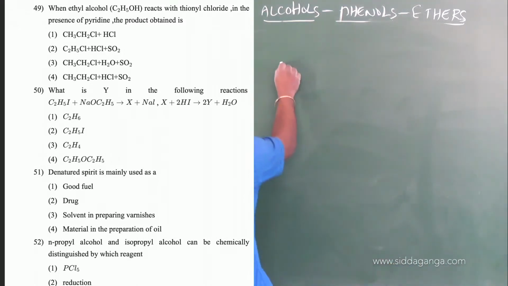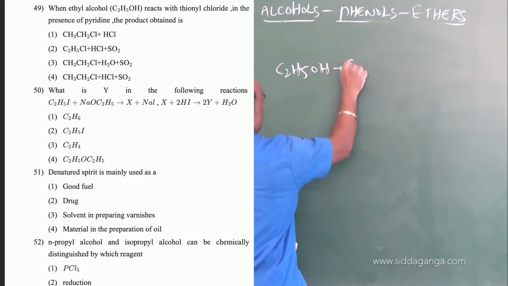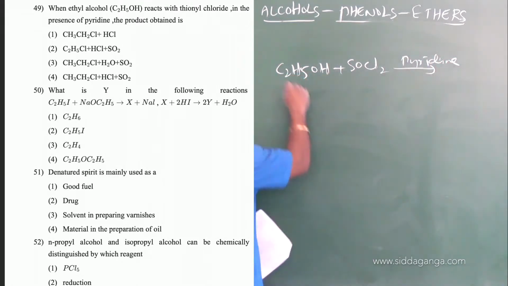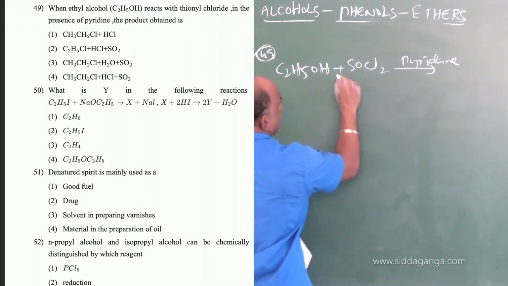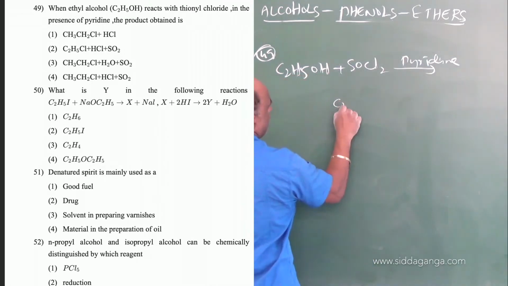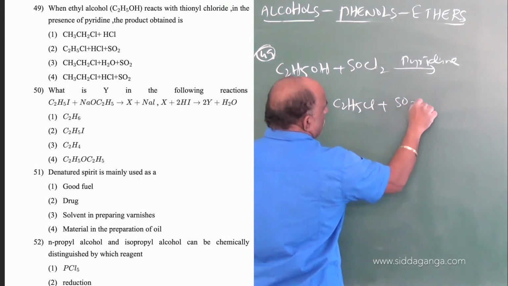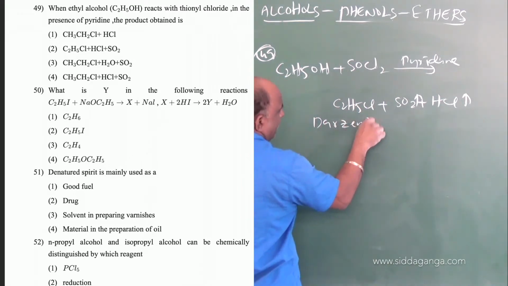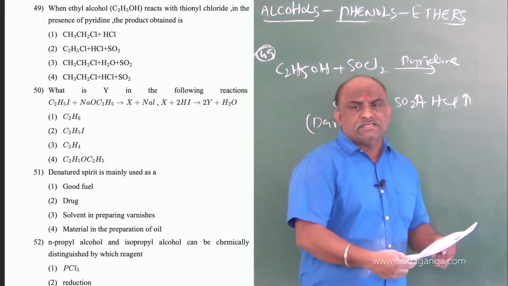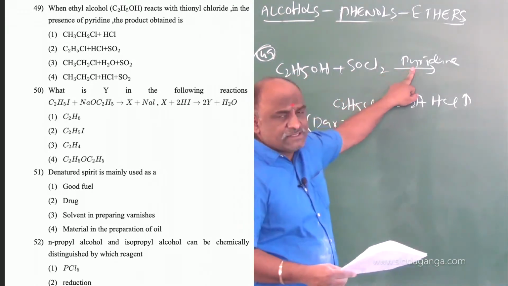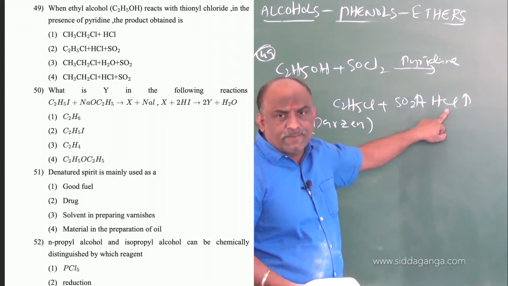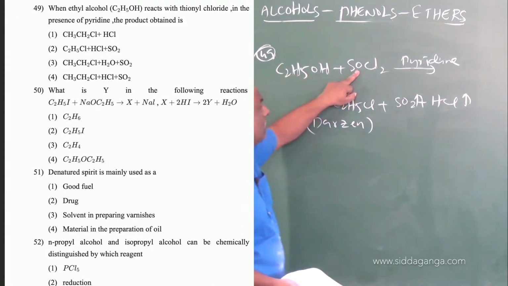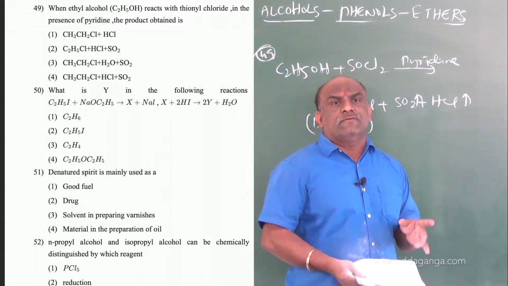So simple reaction, C2H5OH plus SOCl2 in the presence of pyridine. What will be the answer? Answer will be C2H5Cl plus SO2 plus HCl. This is a convenient method, and this is a named reaction, the Darzens reaction. In this reaction, the role of pyridine is that hydrochloric acid is neutralized by pyridine. So thionyl chloride is a convenient method for preparation of chloroalkanes.